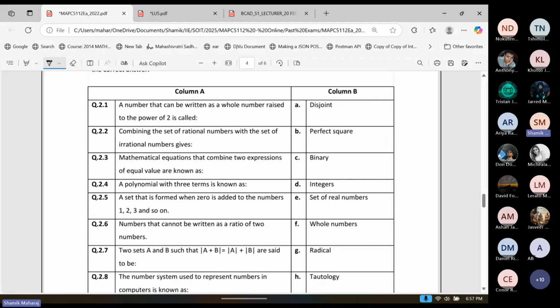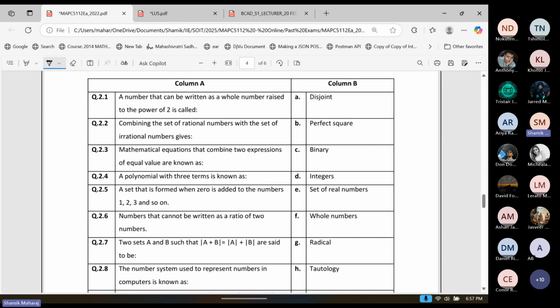A number that can be written as a whole number raised to the power of 2 is called what? Okay, so again, I wish I had time to ask you guys what you think. Unfortunately, I can't do that, so I have to just go with it. This is probably going to be a perfect square, right? So let me change color for that. Do they have that option here? Yeah, it's B, right? So let's scratch B because we're done with it.